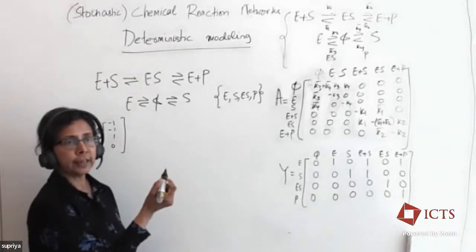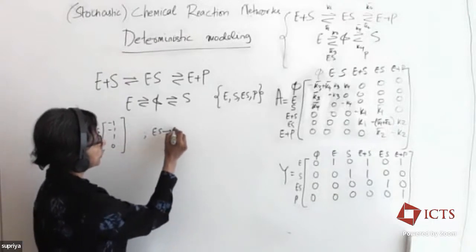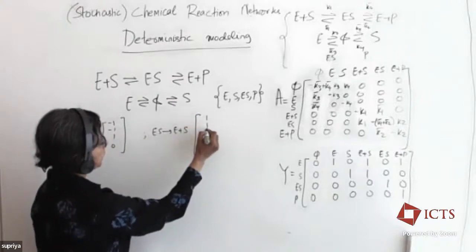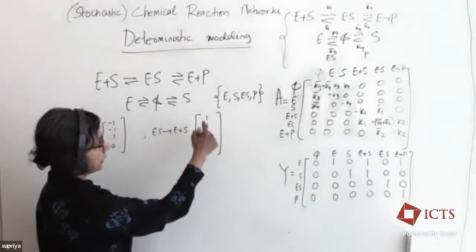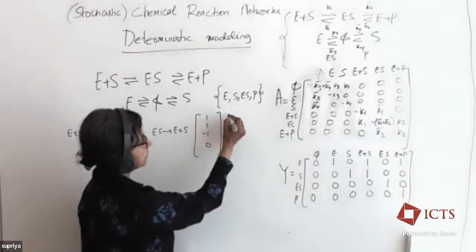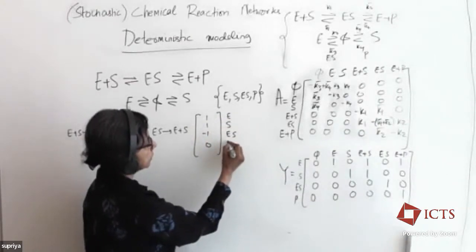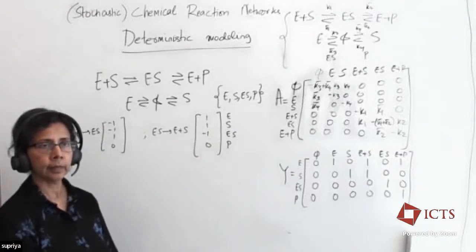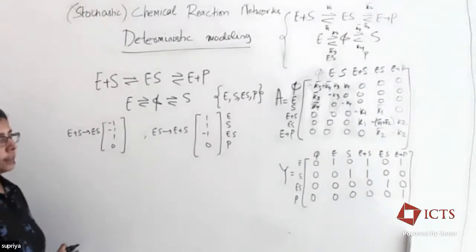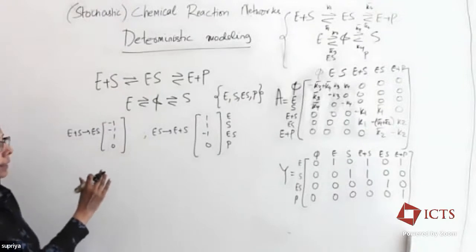And now if I write that, I don't need to write ES going to E plus S, because ES going to E plus S is, of course, just the minus of this: 1, 1, minus 1, 0. My notation just now is that this denotes E, this denotes S, this denotes ES, this denotes P, just as we were doing yesterday. I'm trying not to block your view here. So basically, it's just as simple as that. I'm just adding and subtracting.